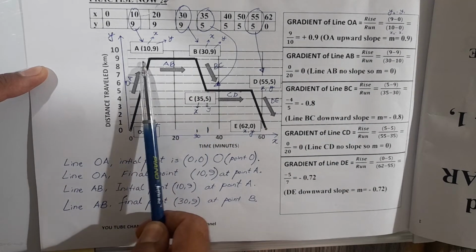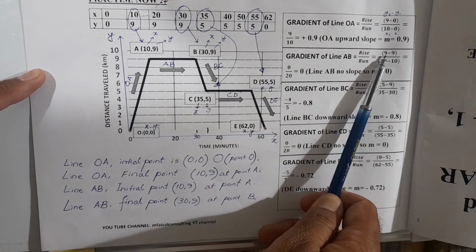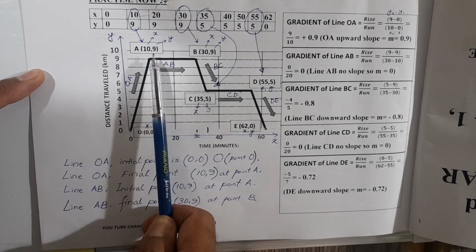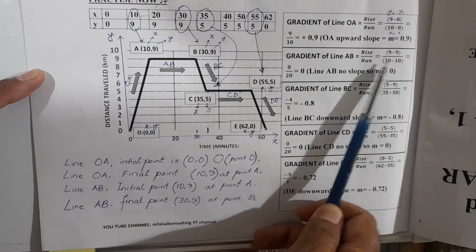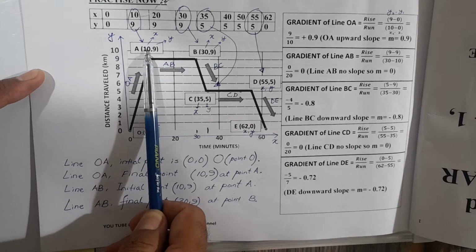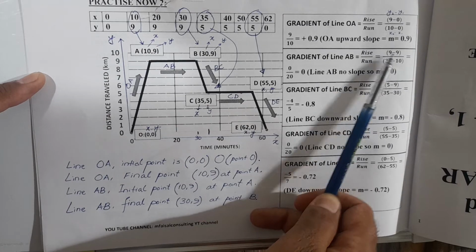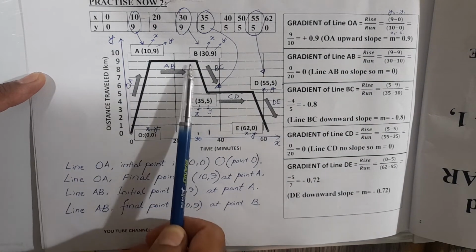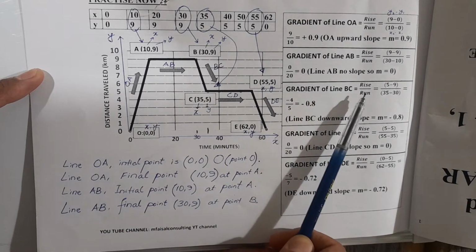Now the gradient of line AB, rise divided by run. This is line AB. On the y-axis, final position 9, initial position 9; on the x-axis, final position 30 and initial position 10. So rise divided by run is the gradient. 9 minus 9 is 0, so this has no slope. It is a straight line. Now line BC. Gradient of line BC, rise divided by run.